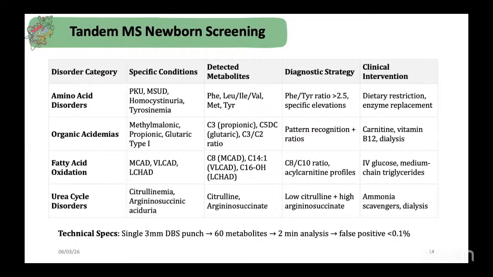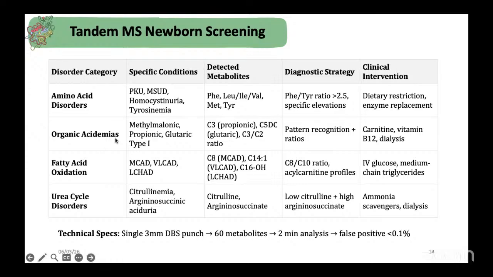Not only that, mass spec plays a crucial role in newborn screening. Amino acid disorders such as PKU, phenylketonuria, homocystinuria, and tyrosinemia in newborns or neonates can be detected. Basically, amino acids such as phenylalanine, leucine, isoleucine, valine, and methionine are detected, along with tyrosine. If the phenylalanine to tyrosine ratio is more than 2.5, specific elevations have happened. So this is the diagnostic strategy, and this is how the clinician's intervention plays a role, recommending dietary restriction and enzyme replacement.